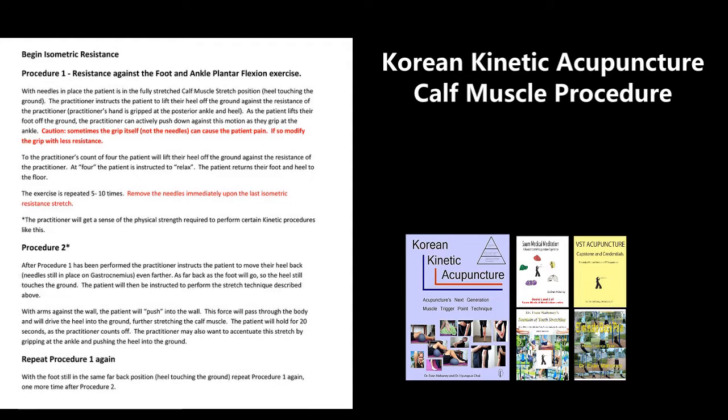Okay, so that's procedure 1. It's an isometric stretch, and then we go into procedure 2. After procedure 1 has been performed, the practitioner instructs the patient to move their heel back. The needles are still in place on the gastrocnemius, but even further. So we're going to instruct the patient to bring their heel back and foot back as far as possible so that the heel is touching the ground. As far back as the foot will go and the heel still touches the ground.